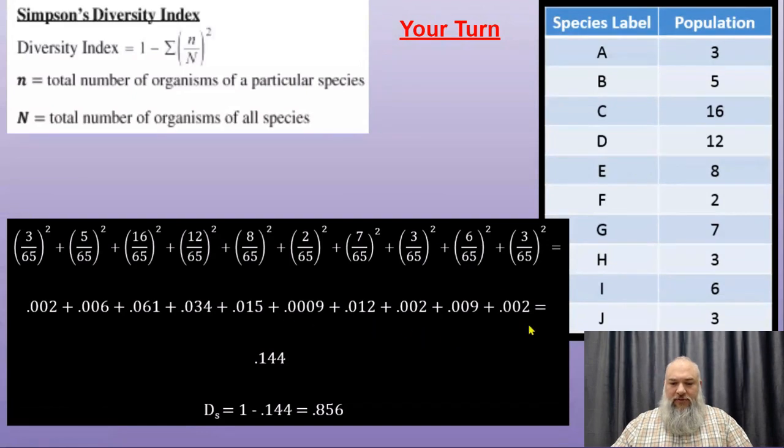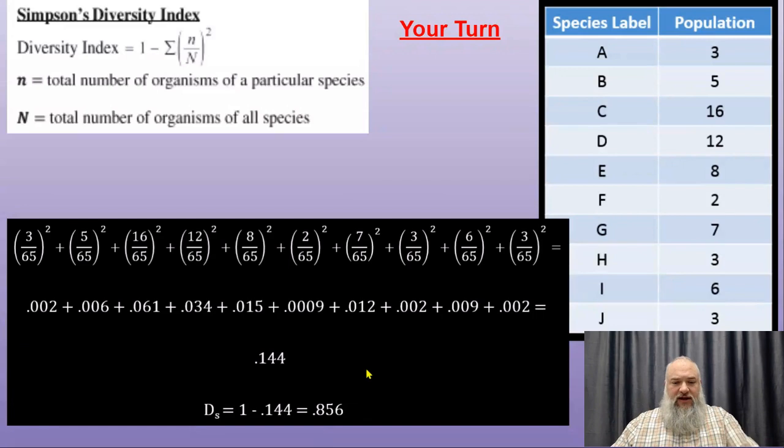Add them all up, and you should get this. And then we just got to remember we got to subtract it from 1 to get a diversity index. 1 minus 0.144. So we're at a little bit bigger number than last time, just a little bit, like 100th bigger, 0.856.